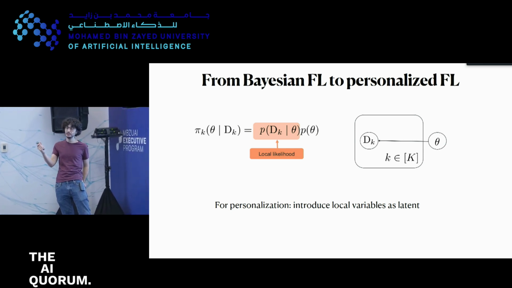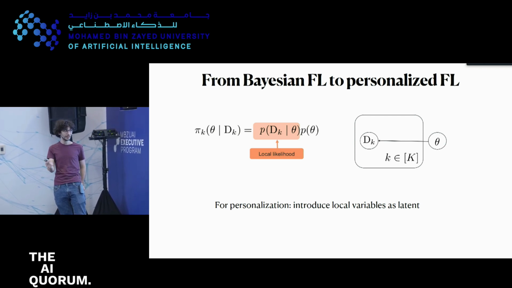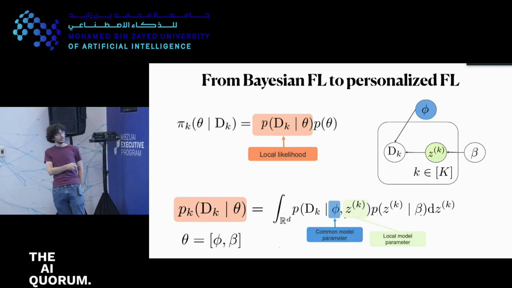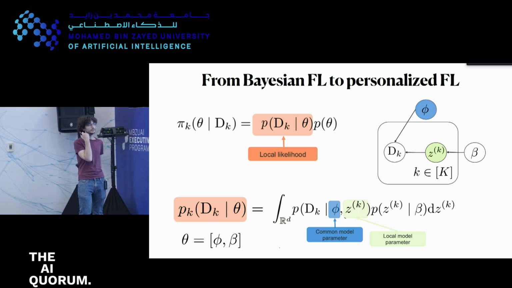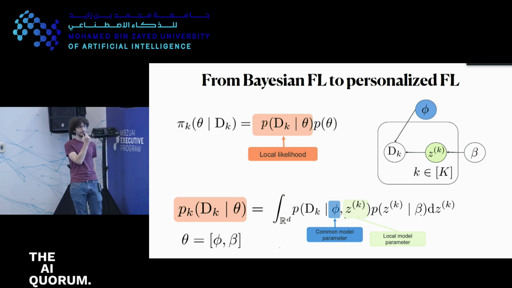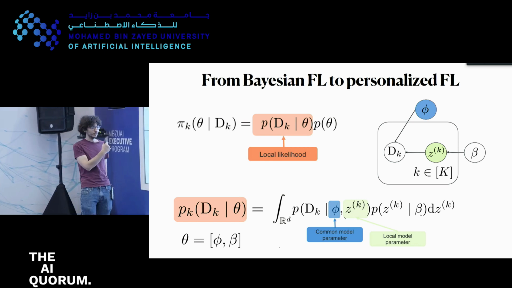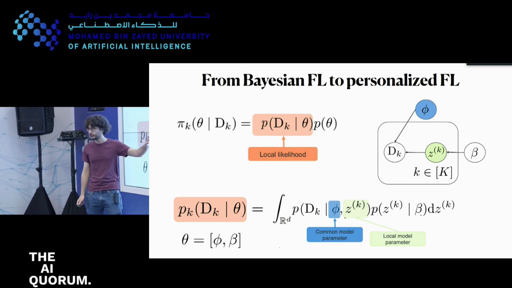And here our idea, in our work with Nikita, Maxim, and Vincent, was to introduce personalization by means of local variables seen as latent variables. So more precisely, we suppose that the local likelihood is a marginal, an integral across latent variables which depend on the clients.